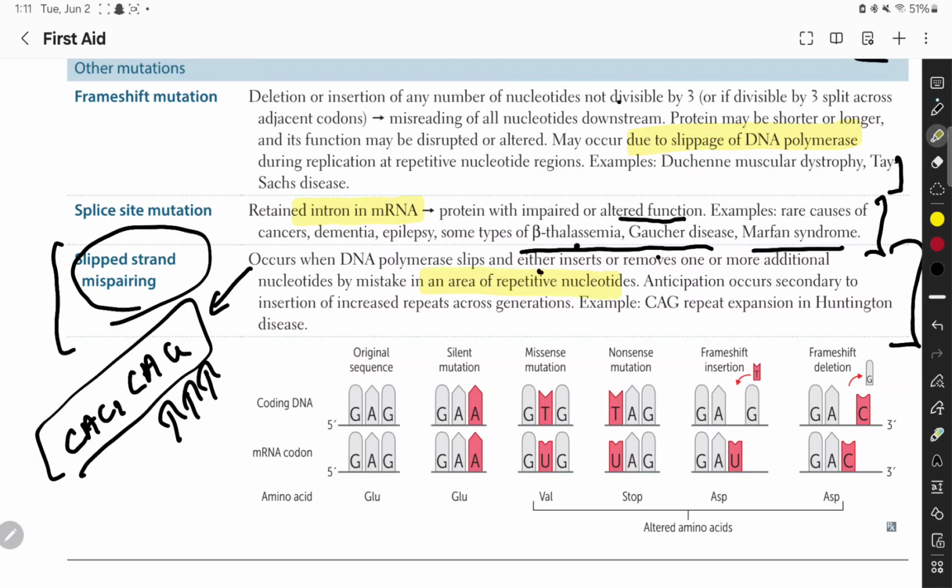So anticipation, I will be discussing when I teach genetics. But anticipation occurs and that is that there is an increase in repeats across generations. So there will be an earlier onset of disease in upcoming generations. So the example would be CAG repeats in Huntington disease. How would this affect the progeny, the new generations? They would have early onset Huntington disease and the disease could be more severe.